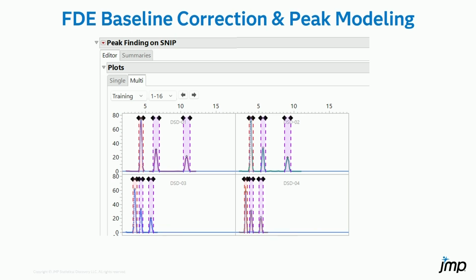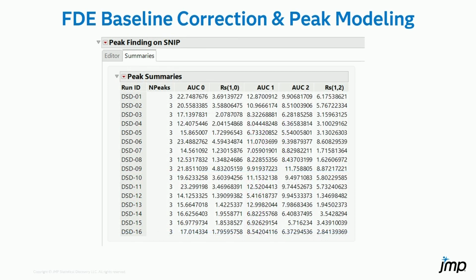So in this case, the parametric peak model worked perfectly, but there's also tools for fixing the model when it doesn't get things right at first. With that done, we just go to the summaries and save them out for the next stage of the analysis, which would be taking the areas under the curve and these peak resolutions and loading them into the generalized regression platform for modeling.